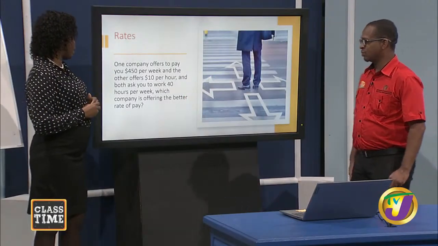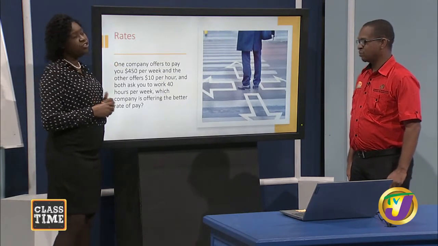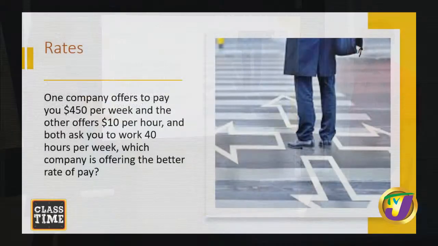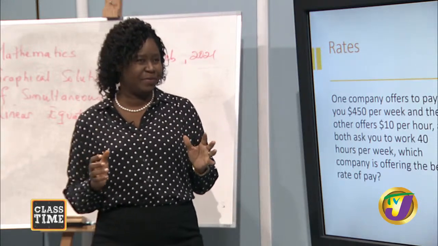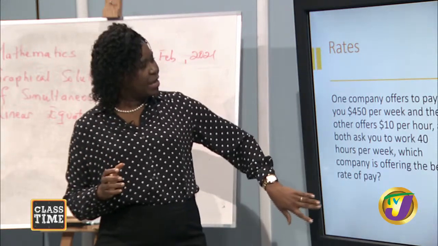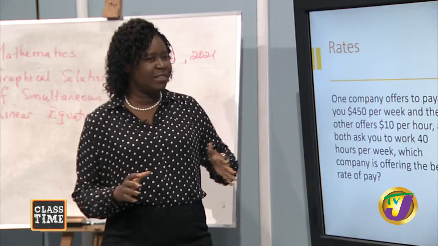So here we're being offered $450 per week by one company and another company is offering $10 per hour. And both of them are asking you to work for 40 hours per week. Which one would be offering the better rate of pay? Right. So we could set up a linear equation as well. This would require two equations, so that we can compare and contrast to make our decision. Definitely. Okay. So remember, linear equations every day.